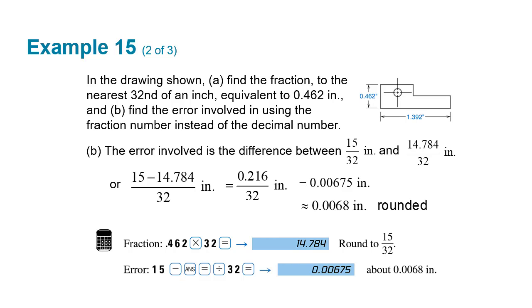If we wanted to do the same thing to 64ths, we would just multiply by 64 over 64. It's that simple.